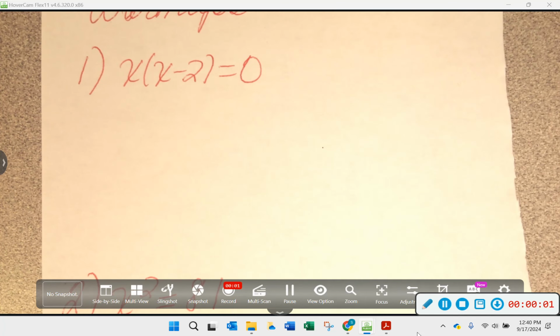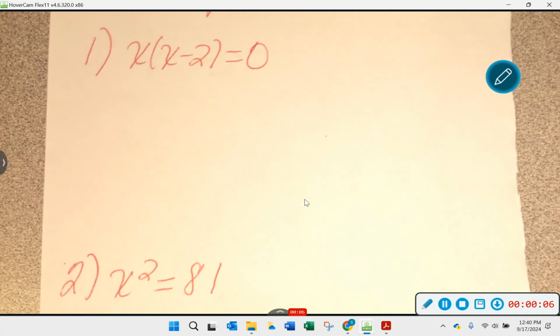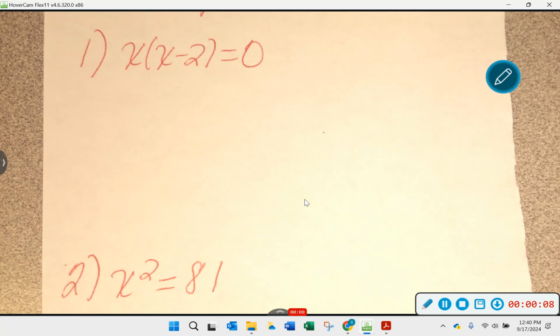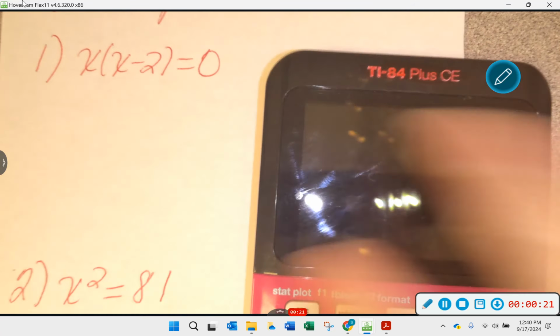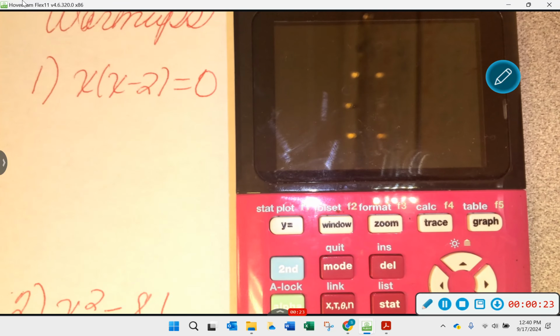So our first problem in the warm-ups was x times the quantity x minus 2 equals 0. Does anybody think they know the solution to that? What'd you get on that, Vanessa? All right, so she's saying x equals 2 or x equals 0. We're going to see if she's correct. Here's a way that we can check this. I'd like you to go to your graphing calculator to see if this is correct.